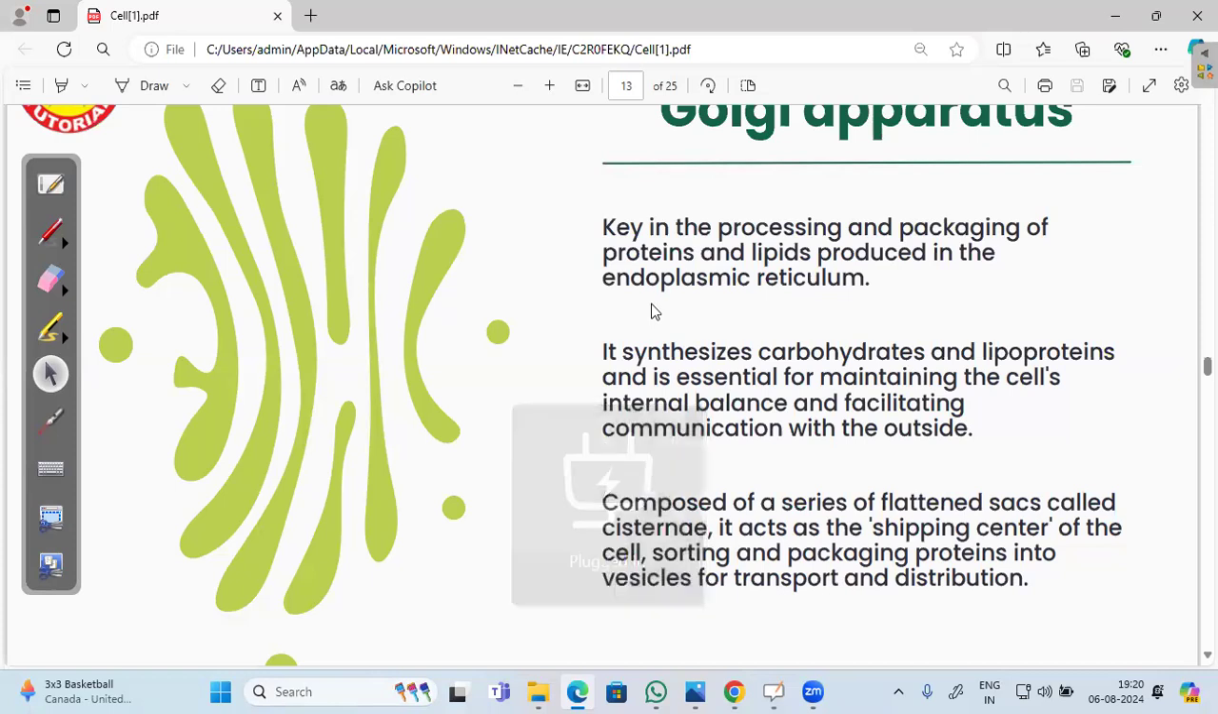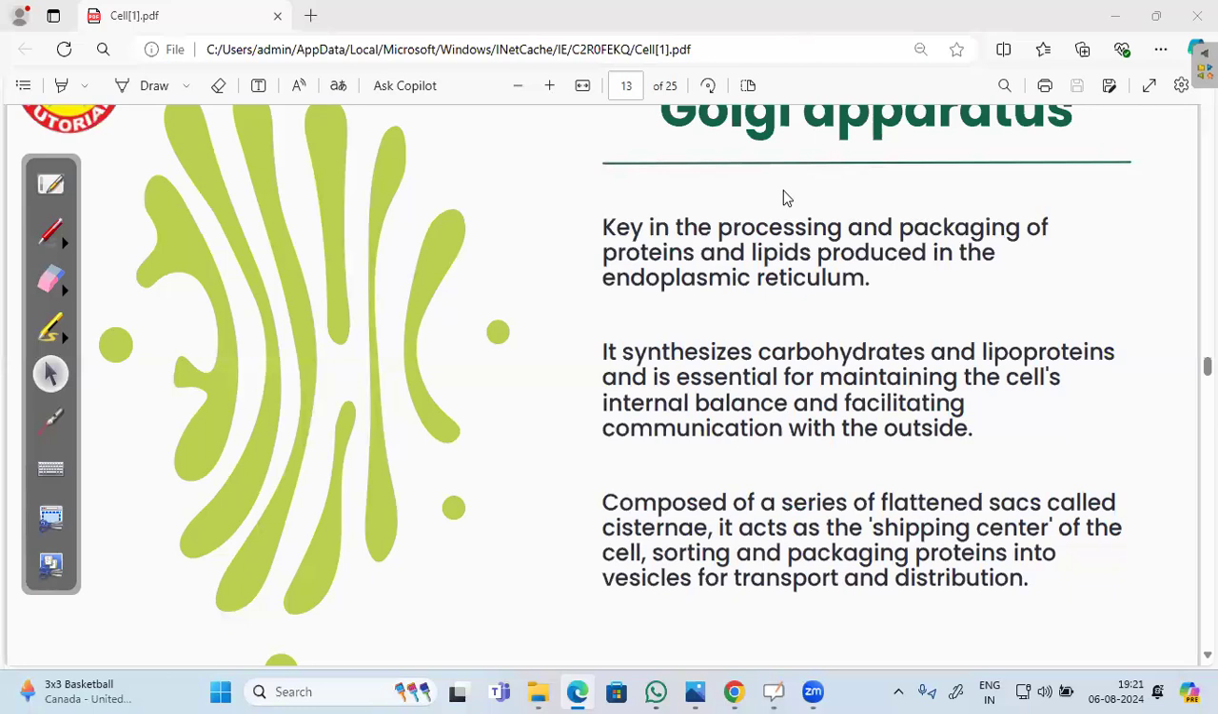Due to the formation of vesicles, they help in the transport of substances. They also help in the synthesis of carbohydrates, proteins, and lipoproteins. So let me ask one question of everyone now.